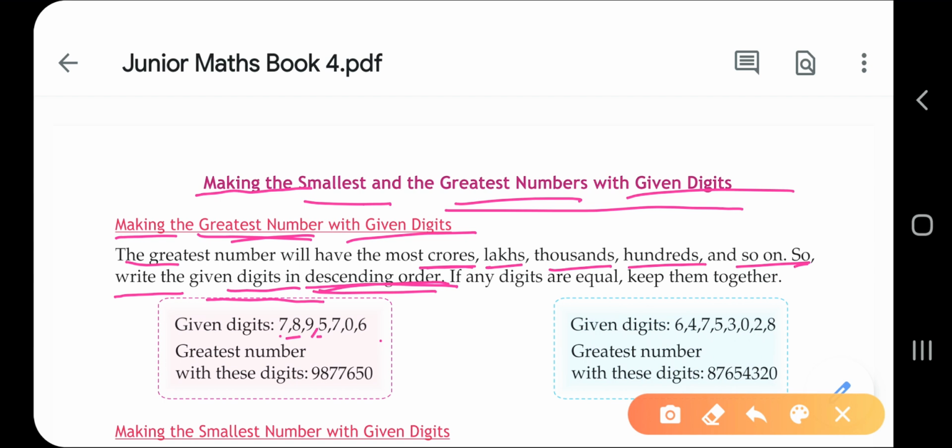Again after that 8, then 7, and one more thing you have to see that अगर दो नंबर्स इक्वल हैं, suppose this is 7, and if any digits are equal, keep them together. अगर दो डिजिट्स इक्वल हैं तो हम लोगों को क्या करना है, उन दोनों डिजिट को कंसेक्यूटिवली लिखना है. Okay, then 7, then 7, again 7 and 7. Okay, and 7 के बाद क्या होगा, 6, then 5 and then 0. Okay, so this is the greatest number from the given number.